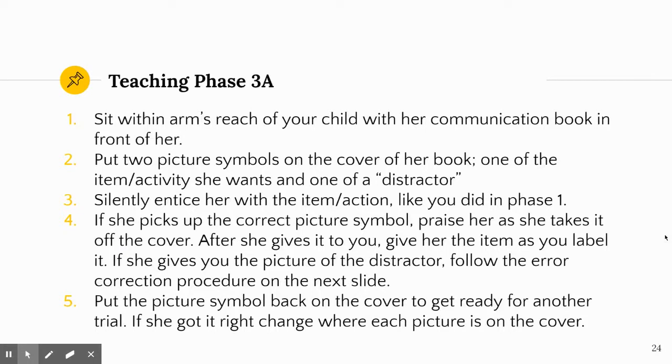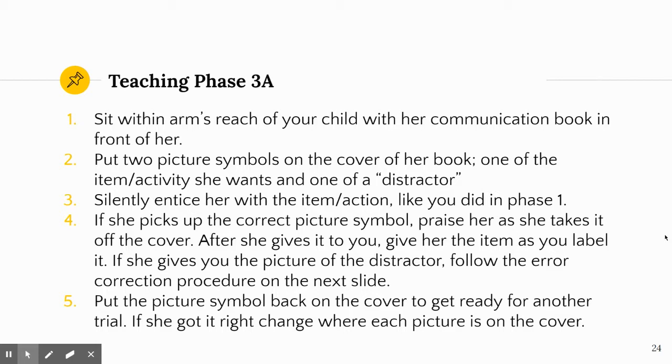So the first step, we're going to sit within arm's reach of your child with the communication book in front of them. So we're moving back to the setup that we had in phase 1. We're not going to practice traveling right now because your child has mastered that. So we're going to focus on this new skill and make everything else as easy as possible for them. We're going to put 2 picture symbols on the cover of the book. So one of the item that they want and one of the distractor item. And then you also need to make sure you have both of those items.